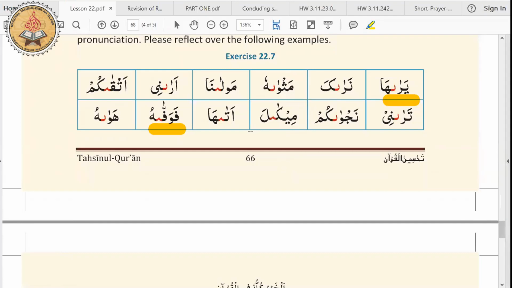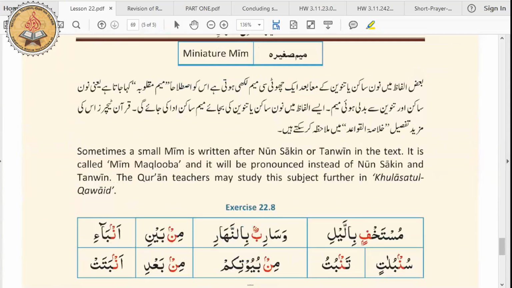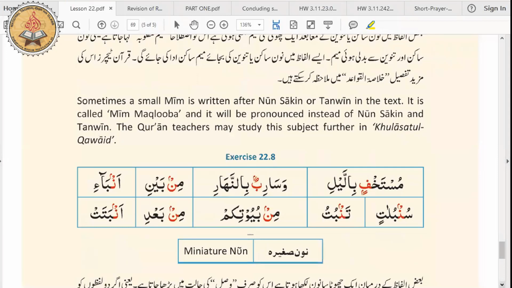Okay. So our next rule is miniature meem or meem saghira. Sometimes a small meem is written after noon sakin or tanween in the text. It is called meem maqluba and it will be pronounced instead of noon sakin and tanween. When we see this small meem, which is called meem maqluba, we pronounce it and we don't articulate the sound of noon sakin.